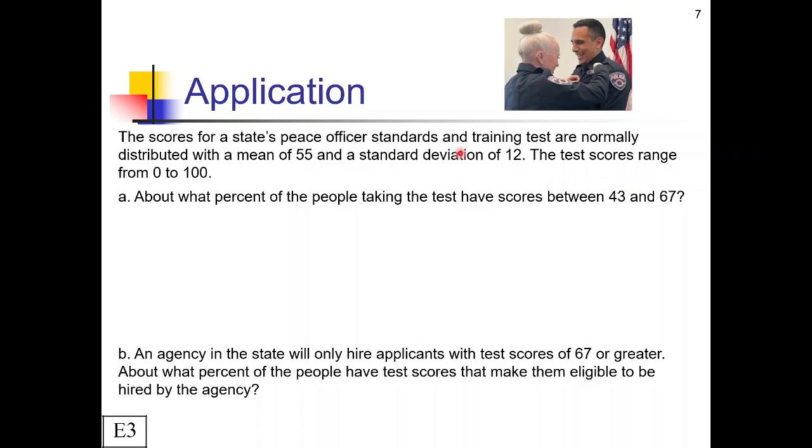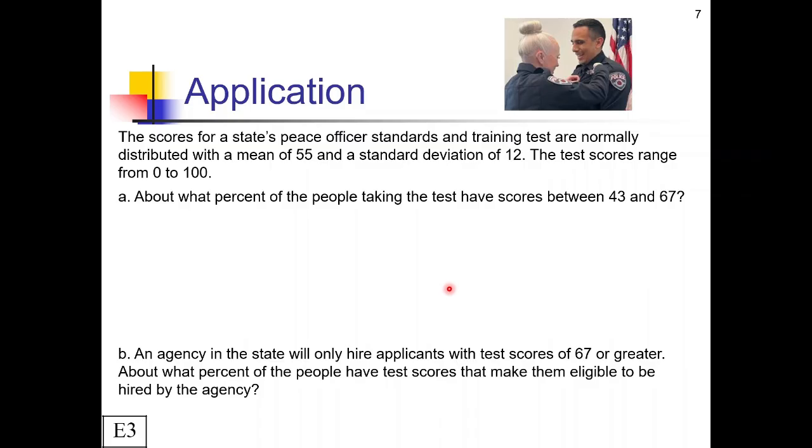So if you know about normal distributions, you can very quickly figure out this kind of information, even if you don't actually have all of the scores in front of you, which is kind of important because this might be tens of thousands of different scores that are being taken into account. So with all that said, pause the video and see if you can figure out what percentage of the people actually do have these scores. And then once you're done with that, feel free to try part B, where we have an agency only hiring applicants with scores of 67 or greater. What percentage of people fall into that category? Give both of these a shot.